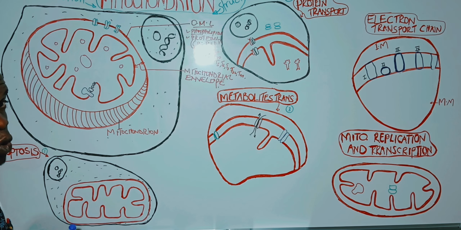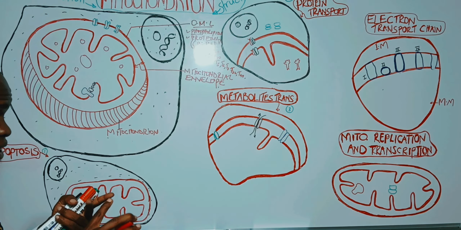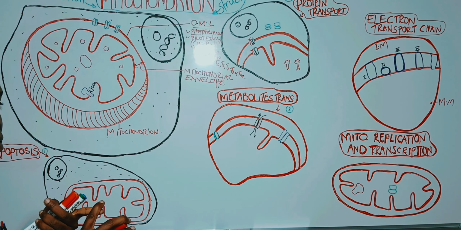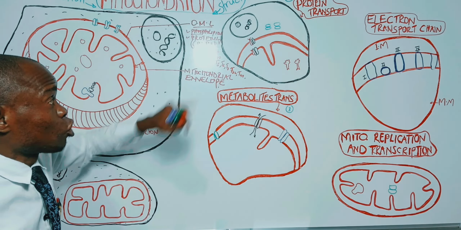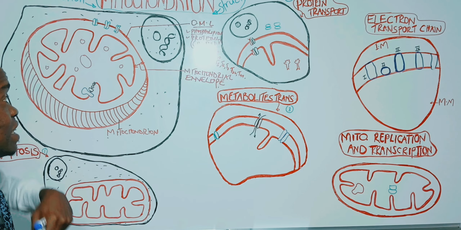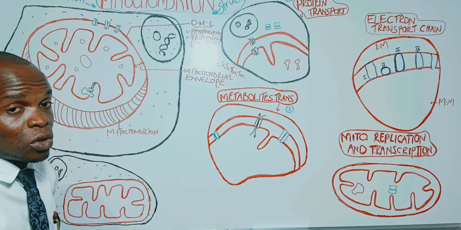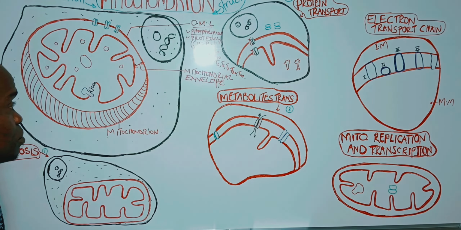But just know that the outer membrane of the mitochondria consists of phospholipids. It has proteins, the integral proteins. We have the TOMs, those that are outside. Then the ones on the inner membrane are called the TIMs, the translocase of the inner membrane complex structures.